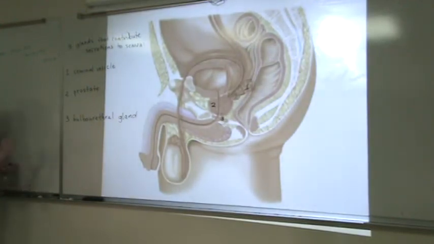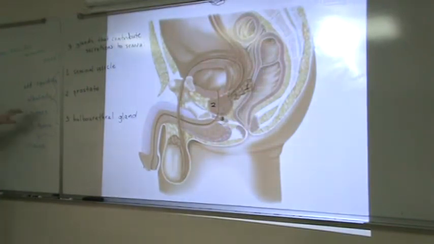I'm kind of going to combine what these make, I think. So here's what these make. They add liquidity, alkalinity, and sugars to the sperm, and then all of that together is semen. So semen is the liquid contributions plus the cells, which are sperm.